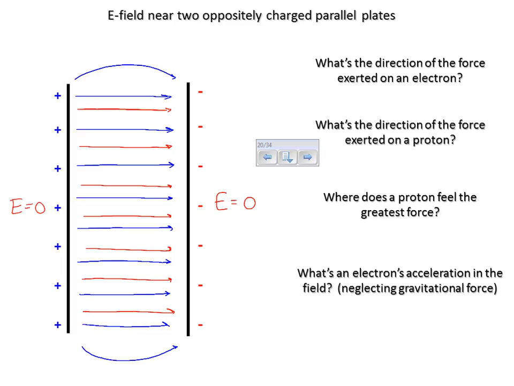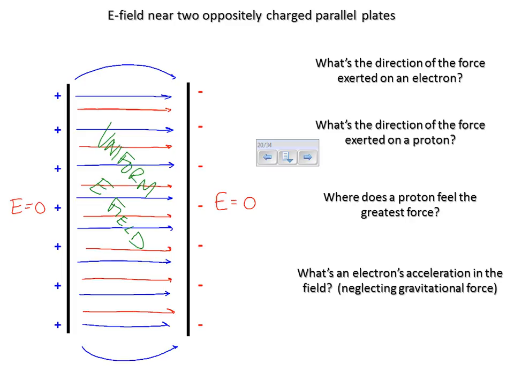Okay, but inside, we get what's called a uniform electric field. Uniform meaning constant. Notice, the lines are evenly spaced and parallel. All right, they always point in the same direction. They're always the same distance apart. That means the field has a constant strength.